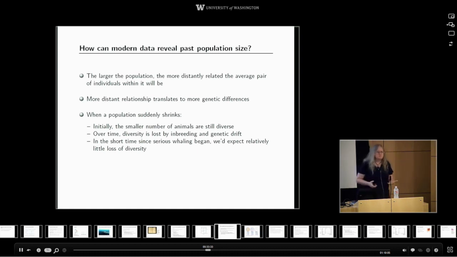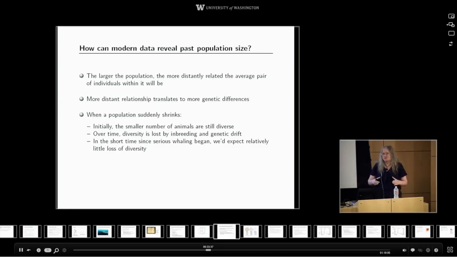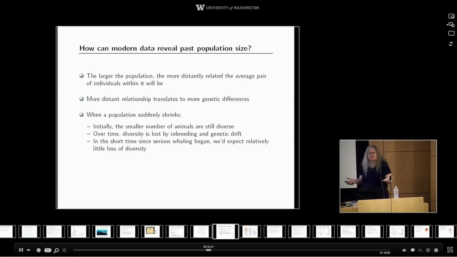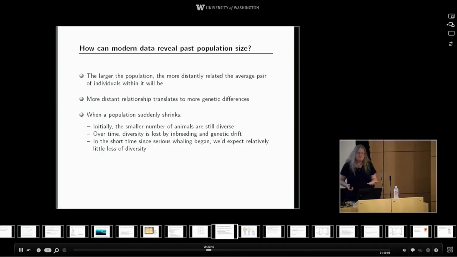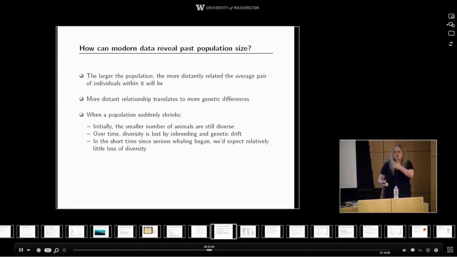So the question that leaps to mind is, how can modern data from a relatively smaller population reveal past population size? How can population data reveal population size in general? How does that work? Well, the bigger a population is, the more distantly related a random draw of two people or whales from it are going to be.